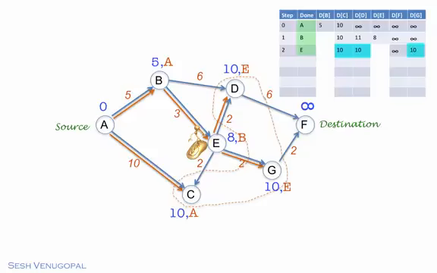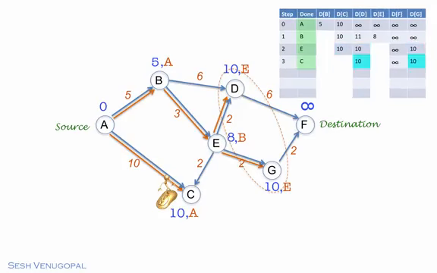So here, let's pick C and remove it from the fringe. Going to C, we find that it does not have any neighbors, so there is nothing more to be done in this iteration. The table is updated to complete the step. Now we're left with D and G, both with distance 10. Say we pick D and remove it from the fringe.